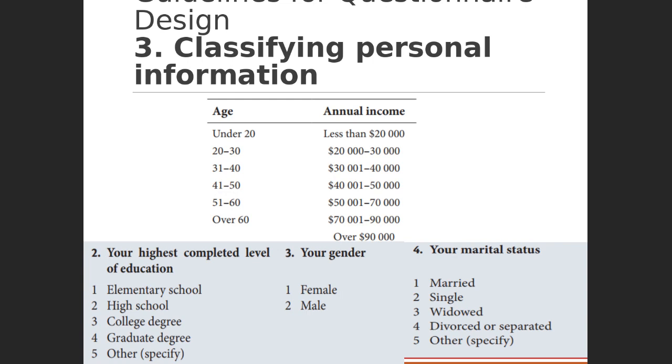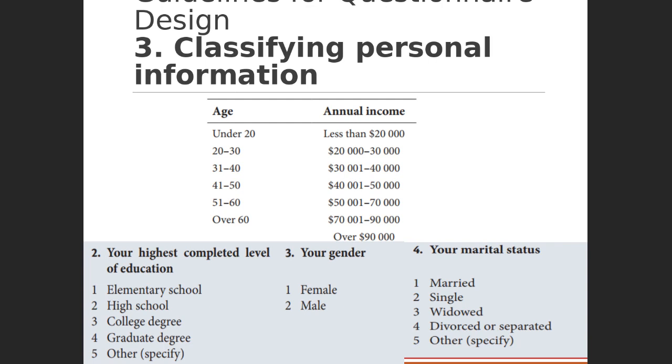Third important part is classifying your personal information. Now you need to collect information regarding age, income levels, education, gender. The information is very important, and it is best not to ask for the name of the respondent in order to maintain anonymity. So whether questions seeking personal information should appear at the beginning or at the end of the questionnaire, it is a matter of choice for the researcher.